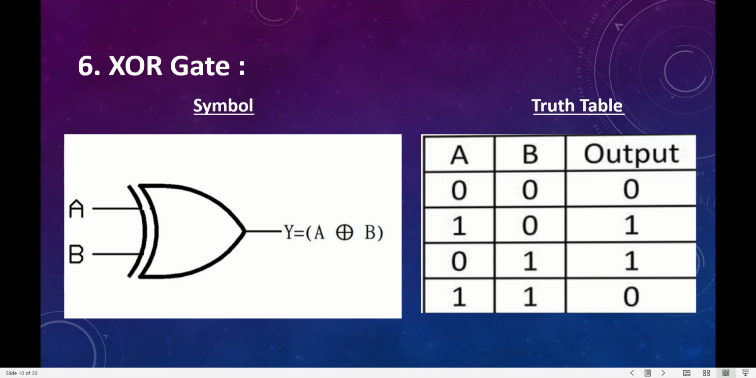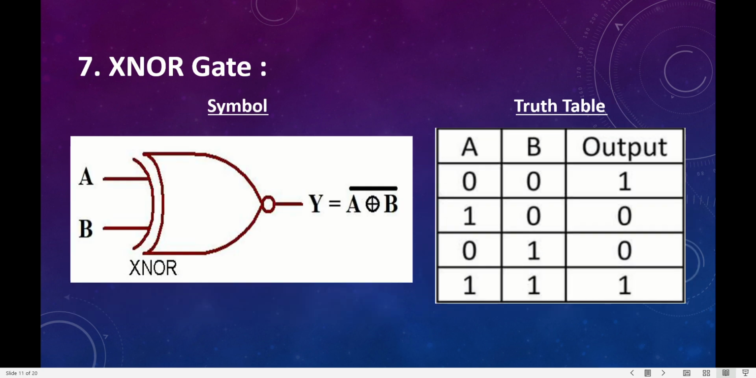When the two inputs are 1, the output is also 0. But when input A is 1 and input B is 0, the output is 1, and when input A is 0 and input B is 1, the output is 1. So this is the truth table of the XOR gate, or exclusive OR gate.